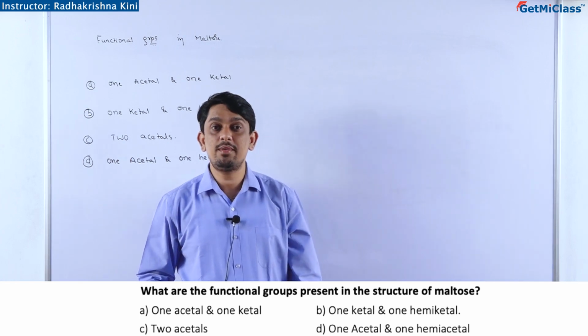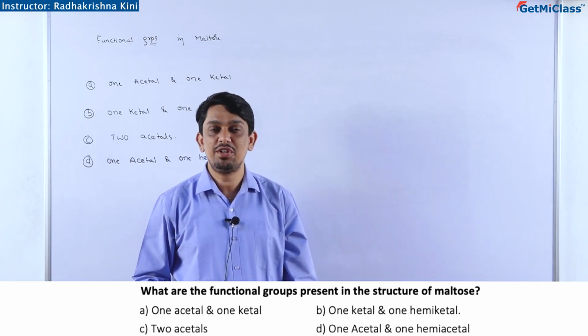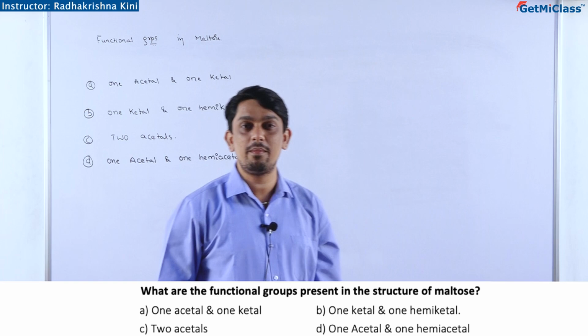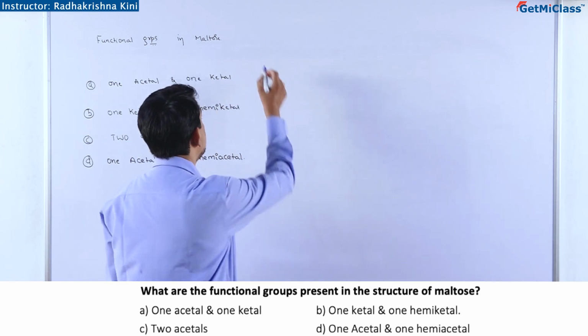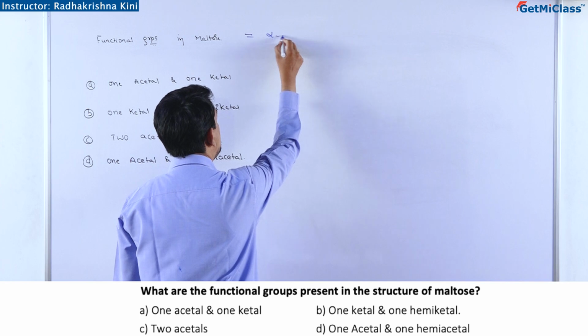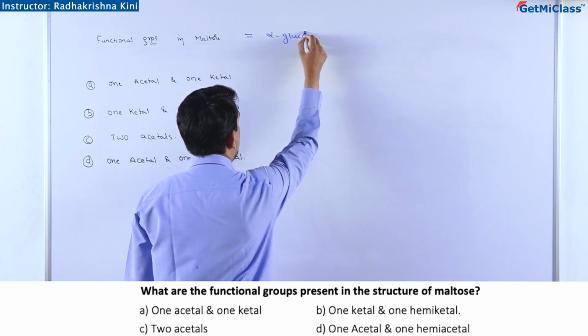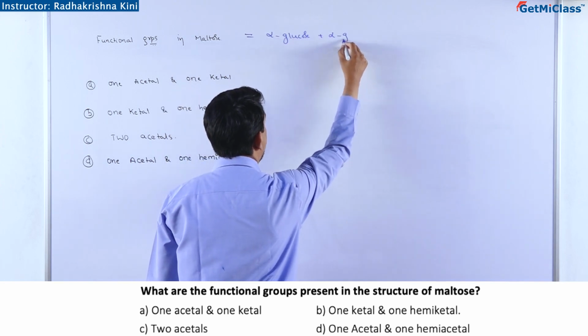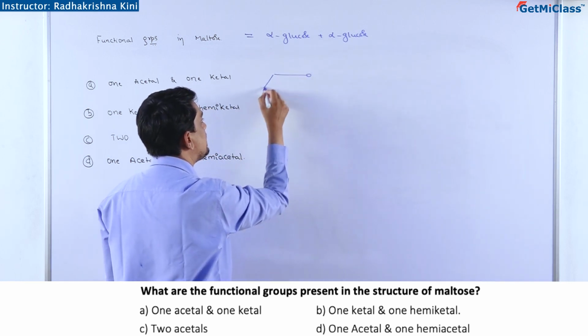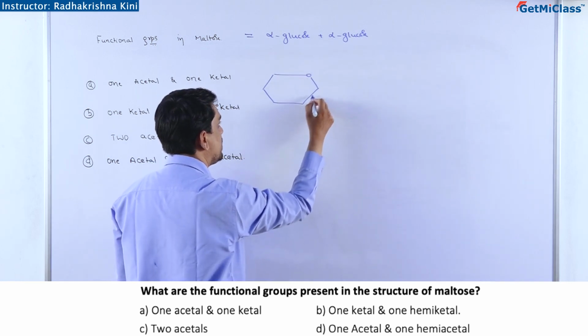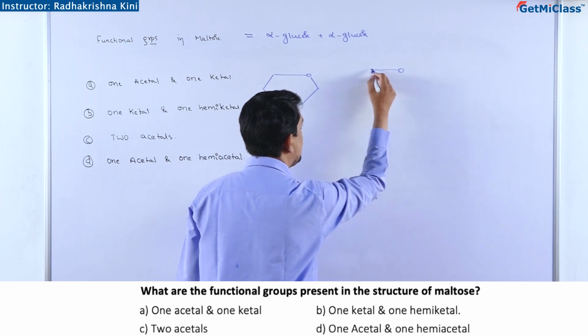Students, they are talking about the structure of maltose, and we should know that maltose is the combination of alpha glucose and alpha glucose. So everyone write that maltose is the combination of alpha glucose, and everyone knows that glucose exists in the pyranose ring form. So let me quickly write the pyranose rings.